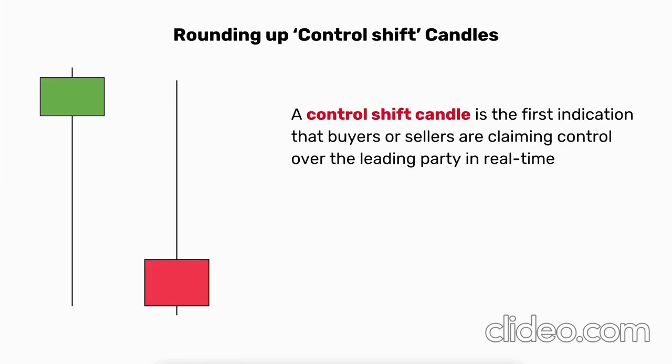So to round these up for now, a control shift candle is the first indication that buyers or sellers are claiming control over the leading party in real time. So a bearish control shift candle is where we see sellers taking the market from buyers.